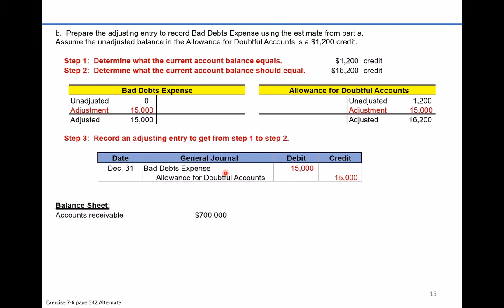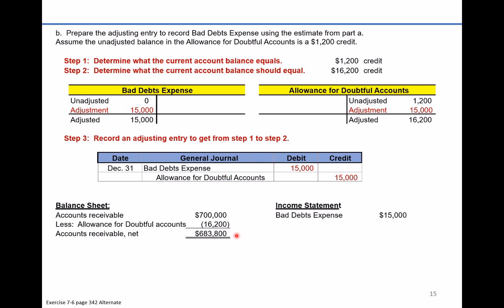Let's take a look at how the balance sheet would be shown for this particular company. They would have the account receivables of $700,000, take out that allowance amount for $16,200, and we would show on their balance sheet account receivables net of $683,800. On the income statement, bad debt expense of $15,000 is the amount that would be shown.